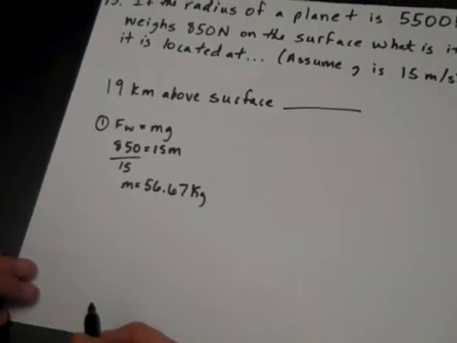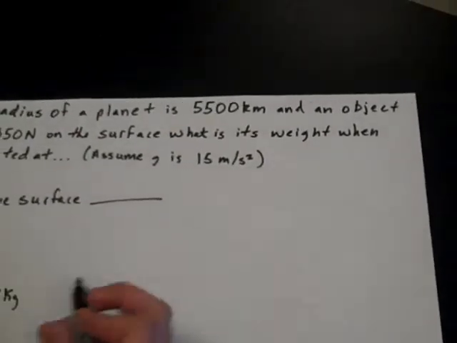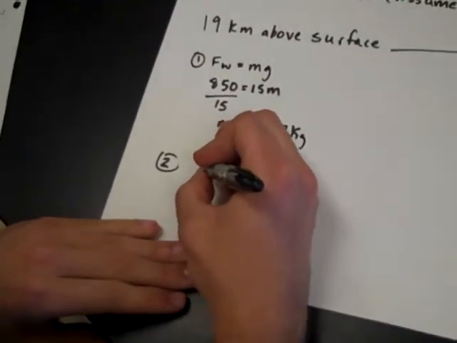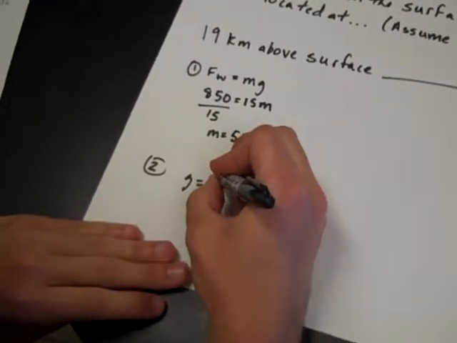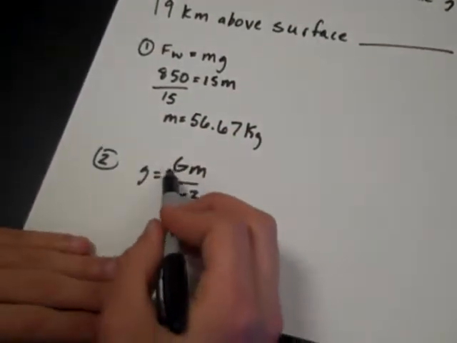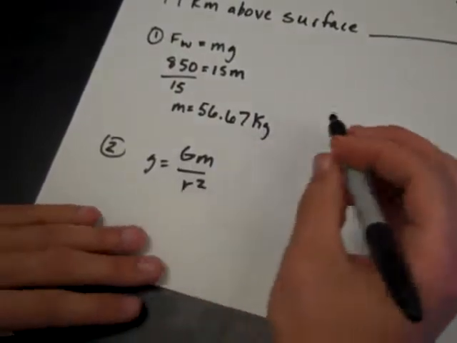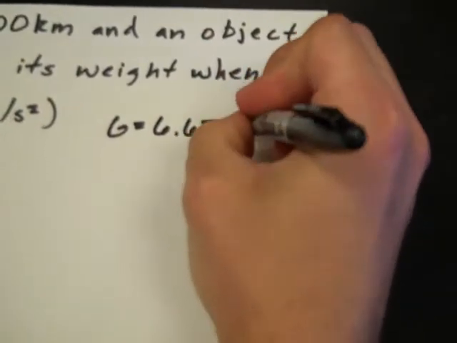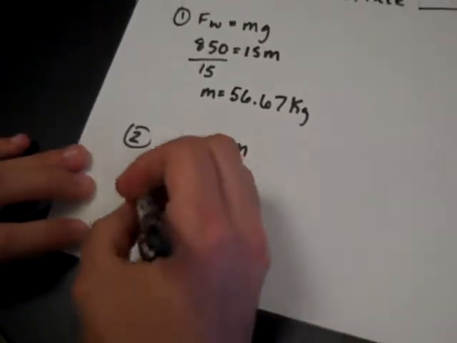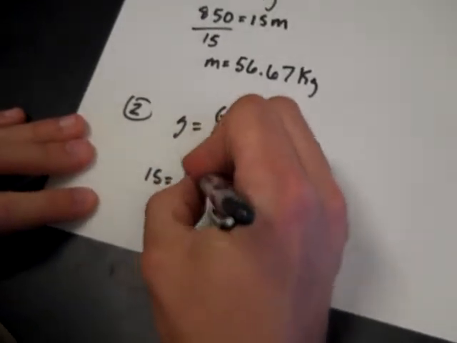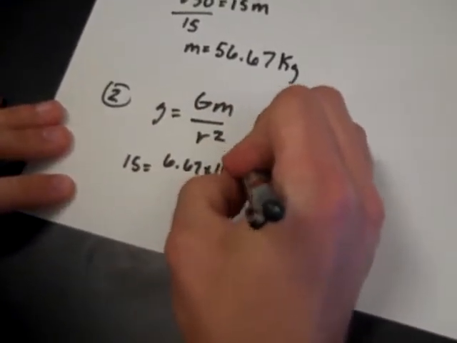Alright, secondly, we need to find the mass of the planet. And we need to use the formula g equals GM over r squared. This capital G right here is the gravitational constant, and that equals 6.67 times 10 to the negative 11. Keeping that in mind, we're going to plug in the values that we already know. The gravity is 15. G equals 6.67 times 10 to the negative 11th.